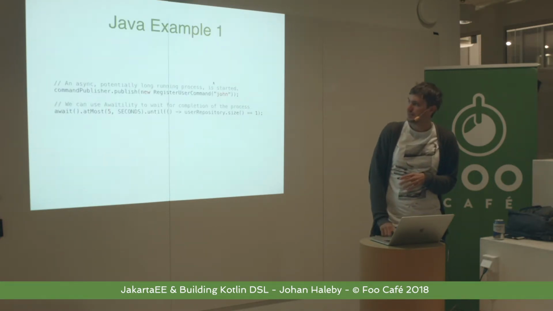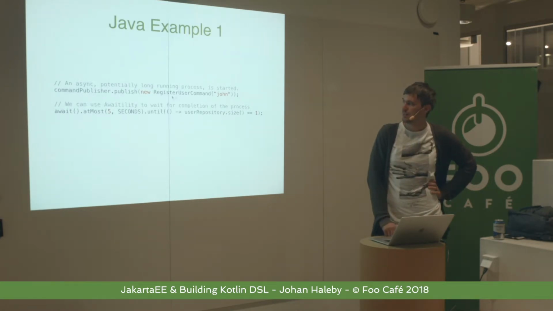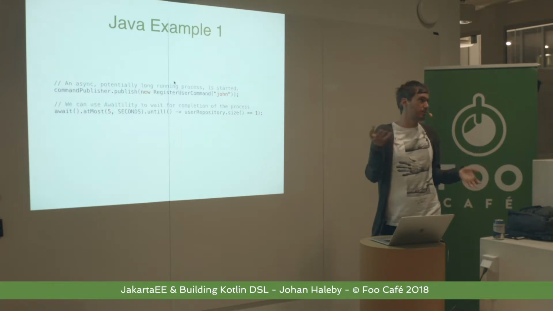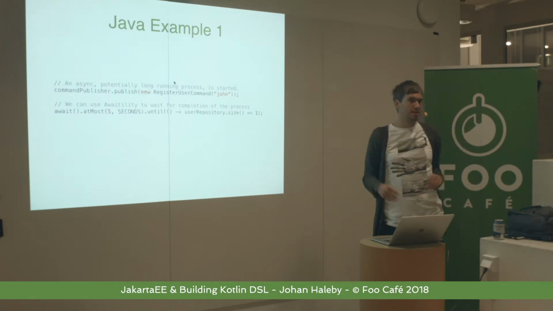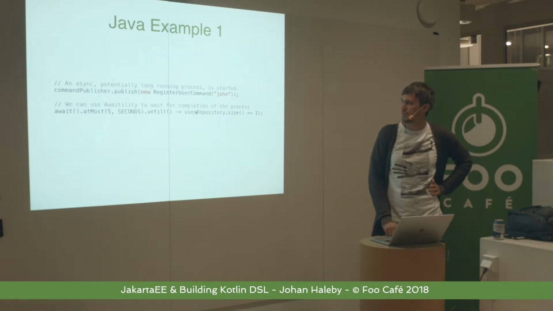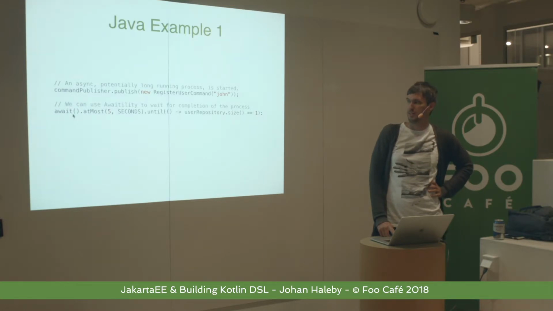So here's an example in Java. Here we can imagine that we have some command publisher that publishes a command somewhere, a register user command. And as it says here, this is potentially a long-running process. Maybe there are many event or command handlers involved. But in the end, we just want to make sure that some user repository that we have is equal to 1. So this is essentially Awaitility, the Java DSL. You say that you wait at most 5 seconds, and then this condition here should be fulfilled.